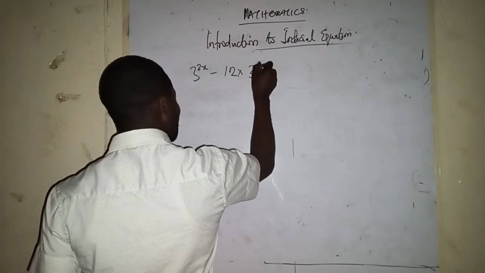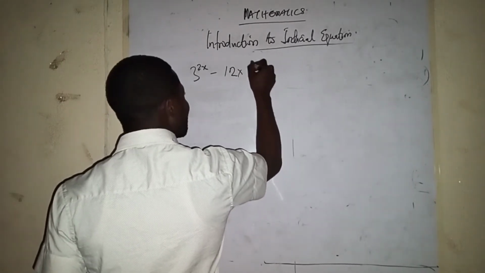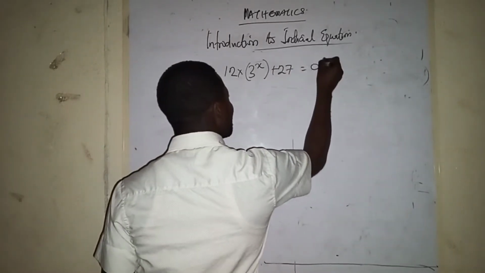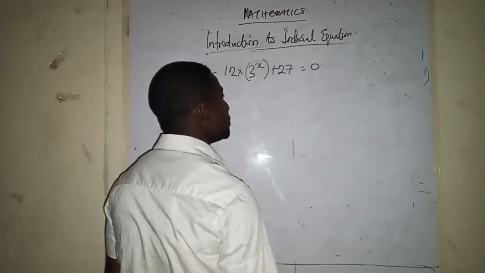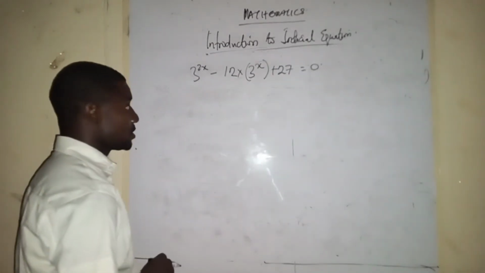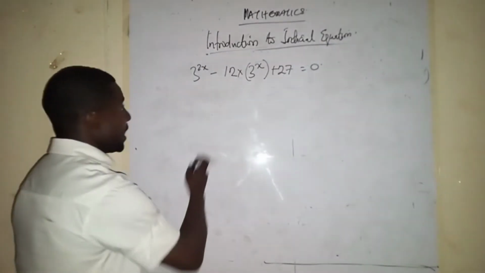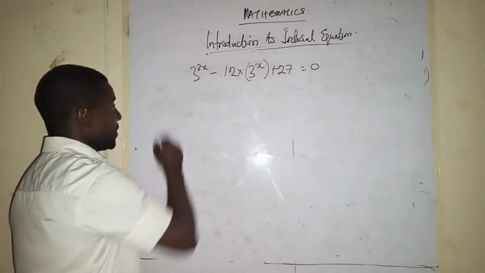We have 3^(2x) minus 12 times 3^x plus 27 is equal to 0. Now, like we said initially, we are introducing indicial equations, and indicial equations are equations that are exponential equations. And when you have an equation, majority of the time, they are equated to 0. And this is a typical example of one of them.